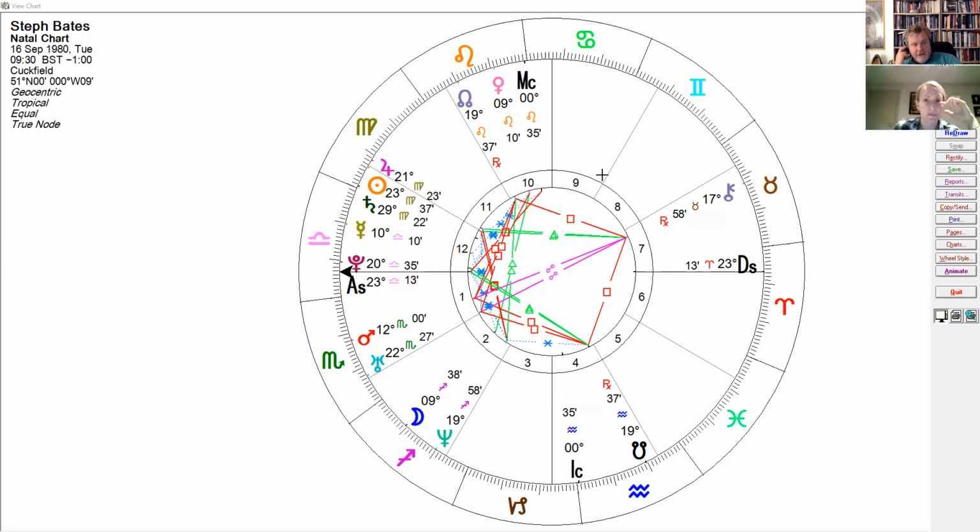There's a sense of that's how to start to read an empty house. When there's no planets in it, you go to the cusp of the house, the beginning line that begins the house, and then you look to where the ruler of that sign would be. So your 9th house cusp is Gemini, and Gemini is ruled by Mercury.